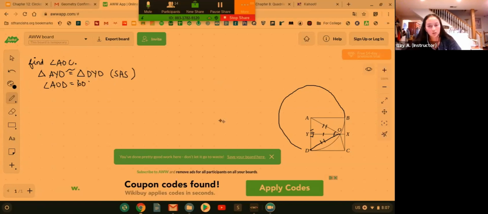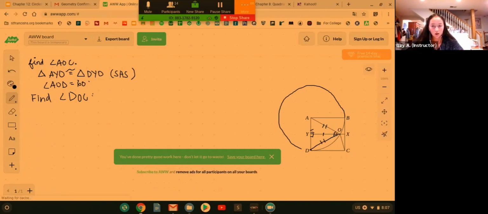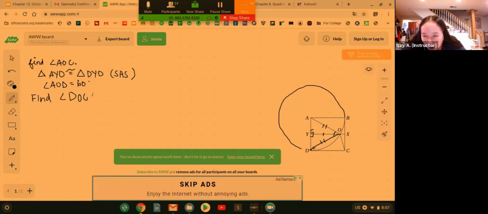And now we want to find DOC because we've already found AOD. So okay, next let's write find angle DOC. OD is the side length of the square. No. OD, sorry, is the side length of the triangle. So then OD, I don't know.